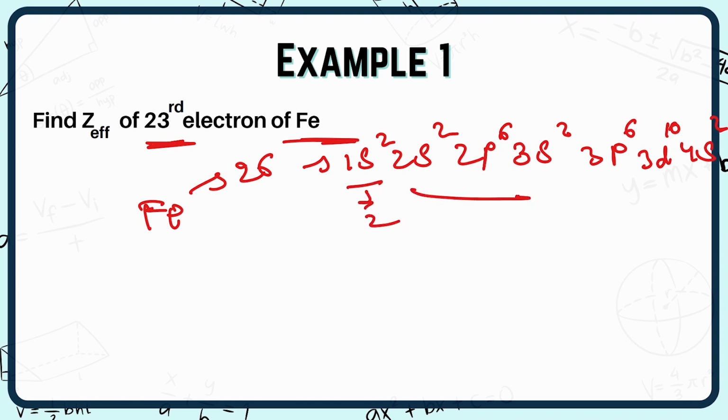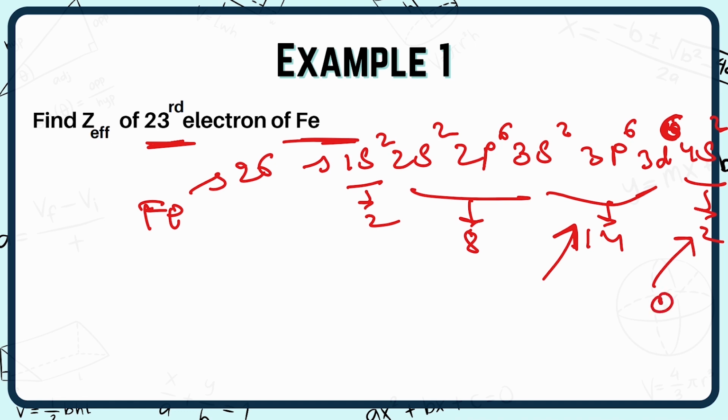First orbital has got how many? 2 electrons. Second has got 8. Third has got 14. This is 6. And fourth has got 2 electrons. Now we are supposed to find the 23rd electron. Obviously, if you see here, 23rd electron will belong to this particular third orbital.